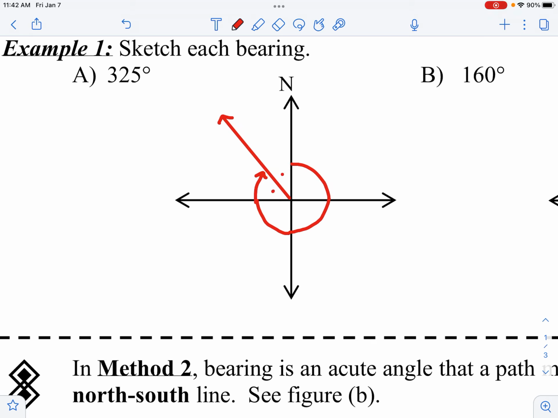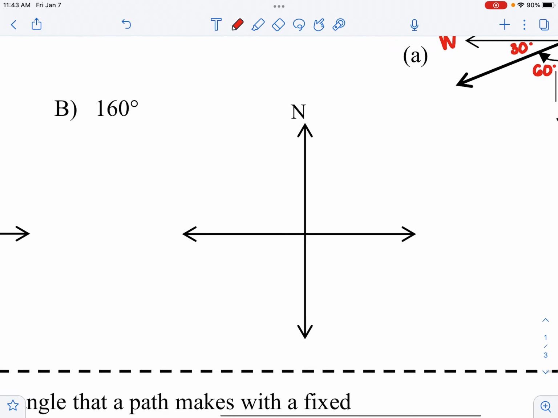But what you're going to want to do is label these two acute angles right here. All right, so I need to figure out how much more is 325 than 270. That is 55 degrees more, so this angle is 55 degrees. If this is 270 and this is 325 is what I'm saying, that has to be 55 degrees. And then the other angle, 90 minus 55, is 35. So this is 35 degrees, and you want to label both of those.